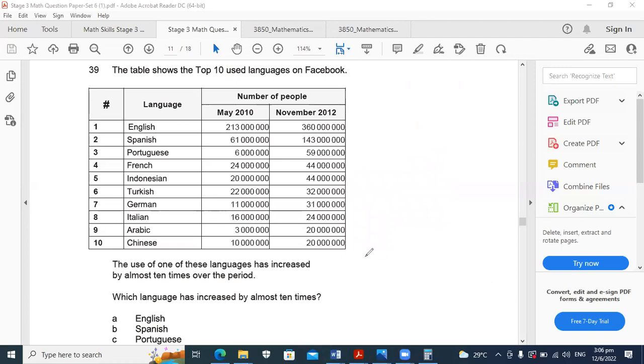Sir, you were talking about double. So I answer then. Portuguese. You're right, because 10 times 6 is 60. 60 million, and it is less than 60. It's almost, so you don't reach 60. So it's Portuguese. I'm really sorry. I don't know where double came from.